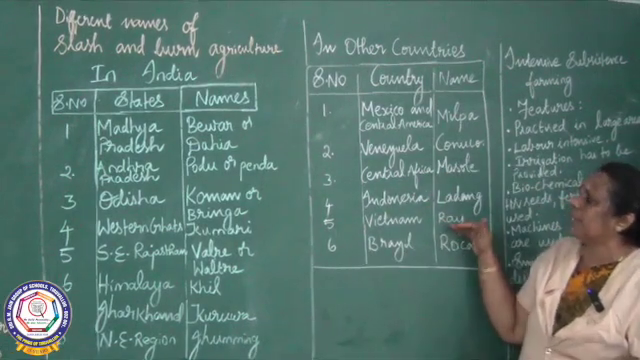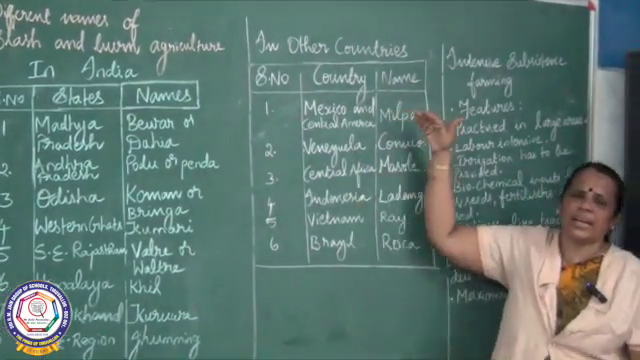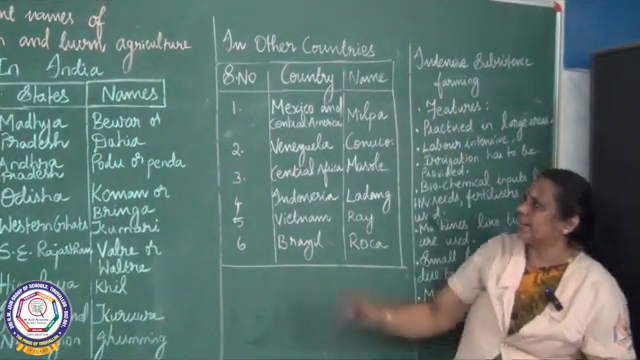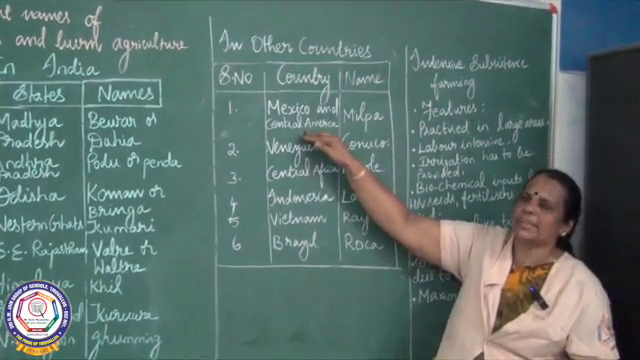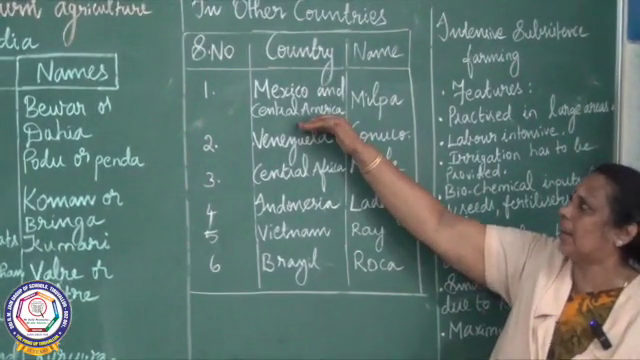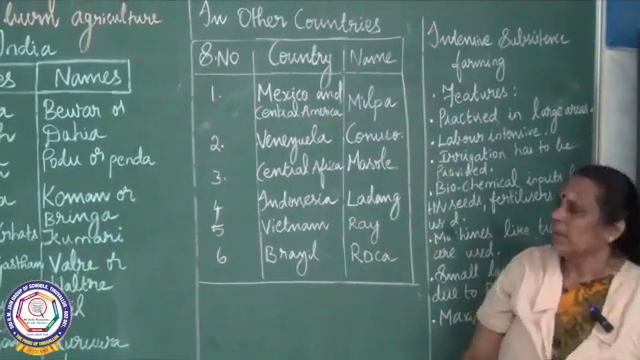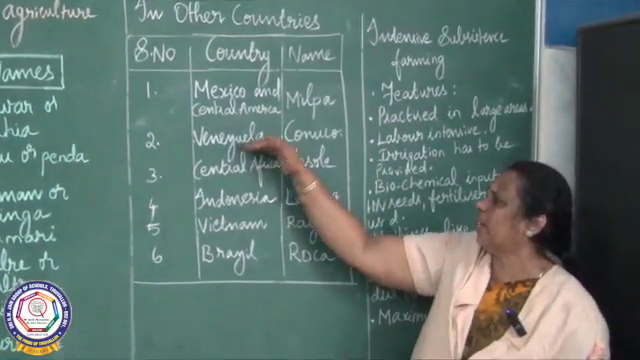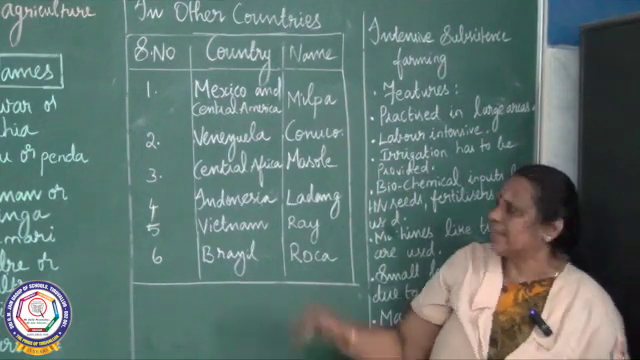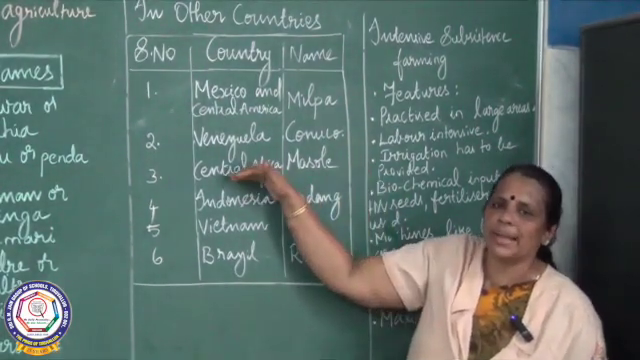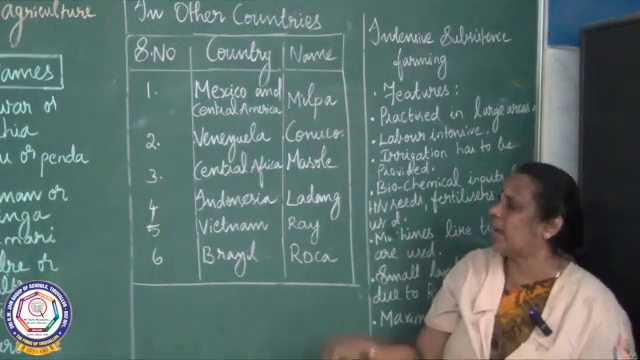Now we are going to say how this slash and burn agriculture is called by different names in other countries. For example, in Mexico and Central America, it is called Milpa. In Venezuela, it is called Conuco. In Central Africa, it is called Mazol.